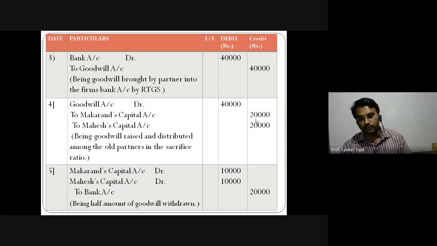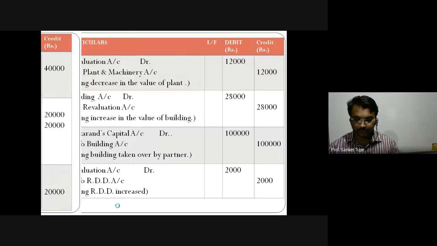half amount of rupees 20,000 only. That's why 10,000 is debited. And the same will be Mahesh's capital account debit 10,000 and the credit will be given to bank account 20,000. Come to the next. What is the narration? You know, being half amount of goodwill withdrawn.